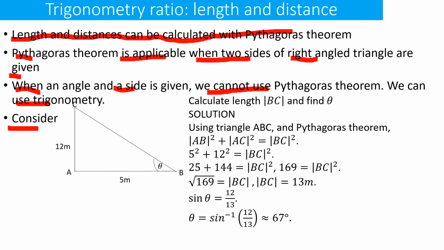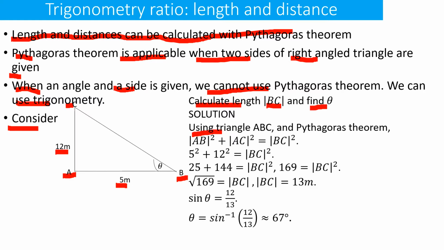So let's consider this. We have triangle ABC. It's a right angle triangle. We have been given AC to be 12 meters, AB is 5 meters. Then we are asked to calculate the length BC and also find the angle theta.